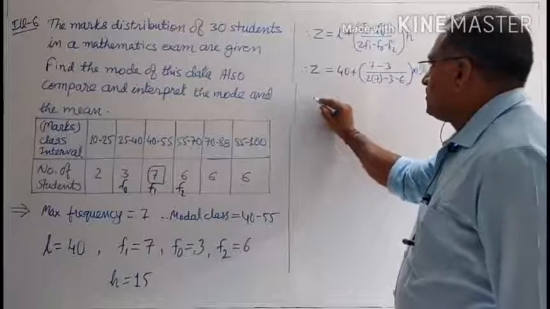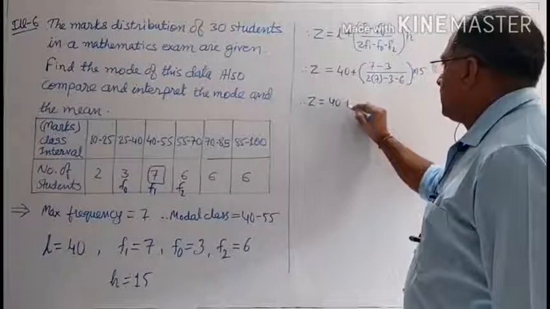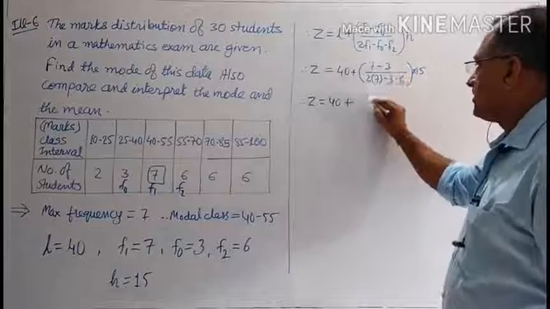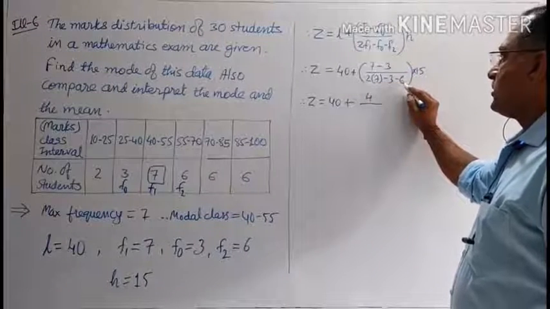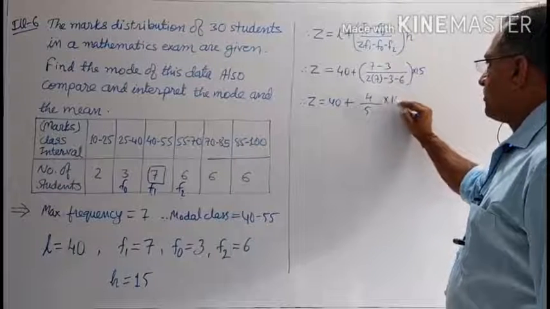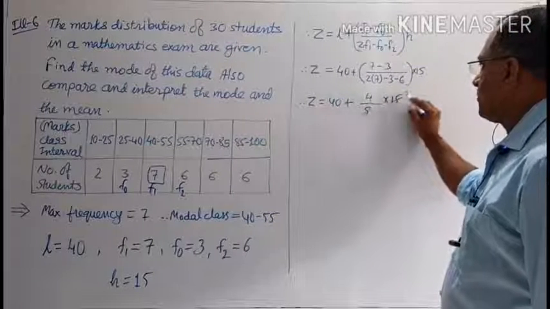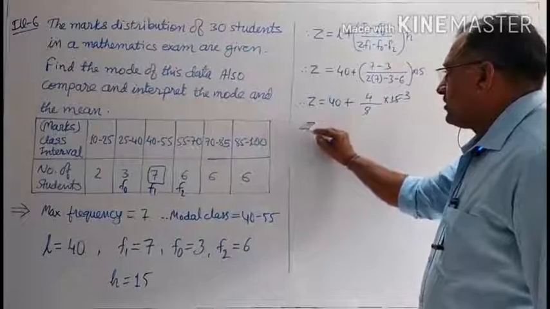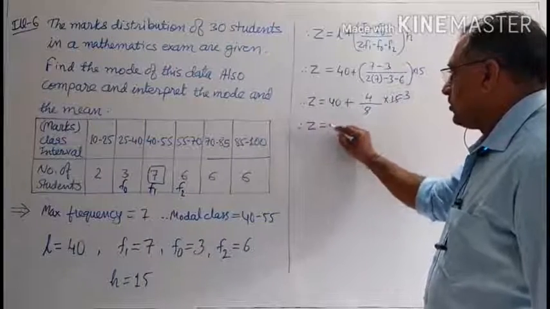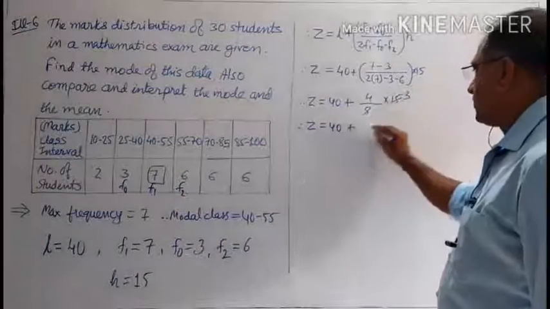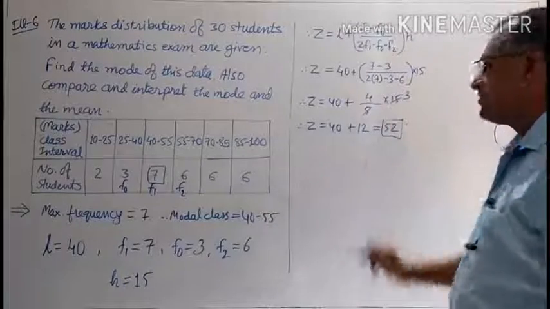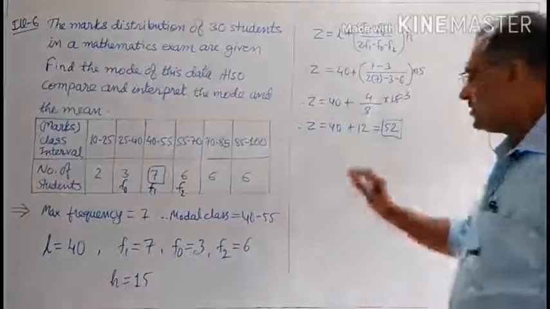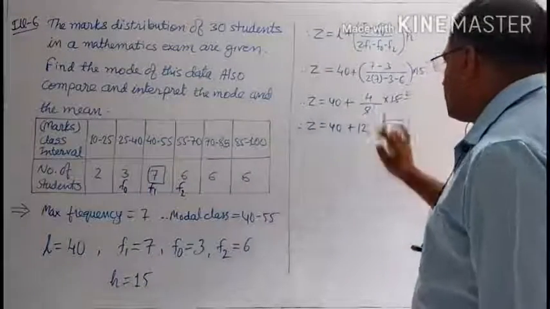Therefore Z is equal to 40 plus 7 minus 3, that is 4, divided by 14 minus 3 minus 6, that is 5, multiplied by 15. We can cancel the common factors and thus we get Z, that is the mode, equal to 40 plus 4 times 3, which is 12, and that is 52. So thus the mode is 52.